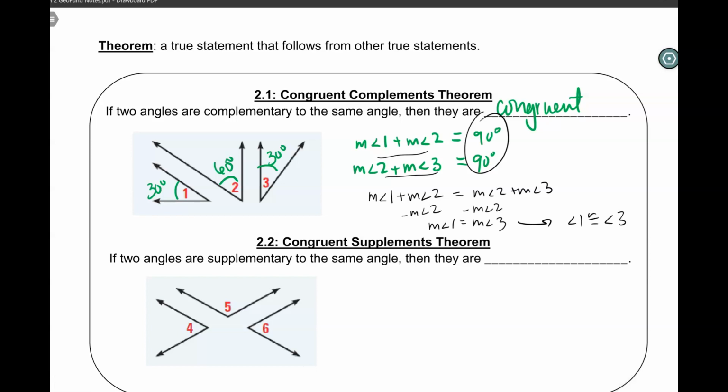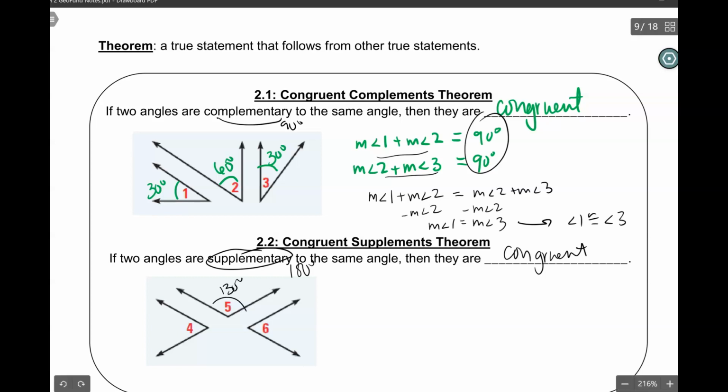And the congruent supplements theorem is just alike. Right? If two angles are supplementary, they add to 180. If two angles add to 180, then they are going to be congruent. So two angles that are supplementary to the same angle are going to be congruent. So let's say that the measures are like 130, 50, and 50.